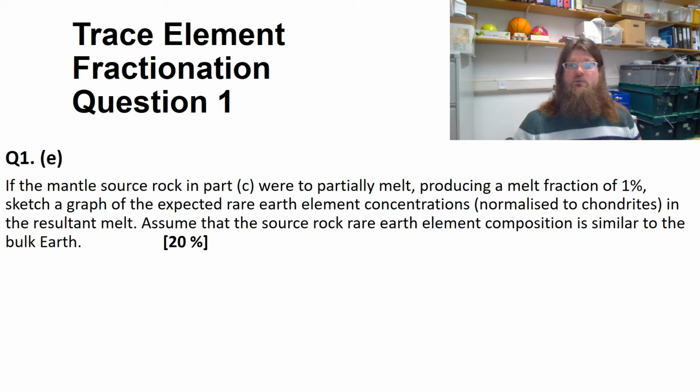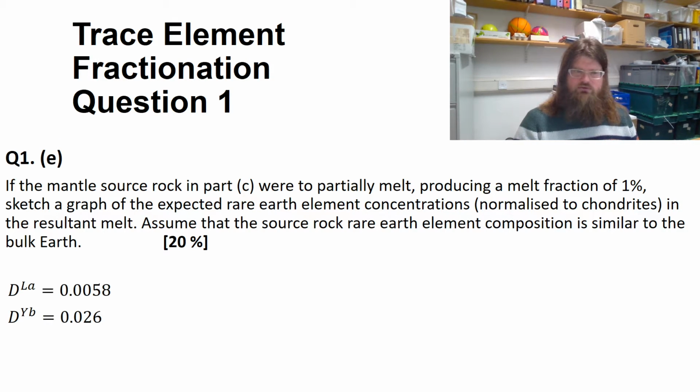If we take that rock and melt it by 1%, so we take it, melt it, and produce a melt that is 1% of that initial rock, what would the rare earth element concentrations look like in that melt? That's what the question asks. It then gives you more information: we can assume that the source rock has the same rare earth element composition as the bulk earth.